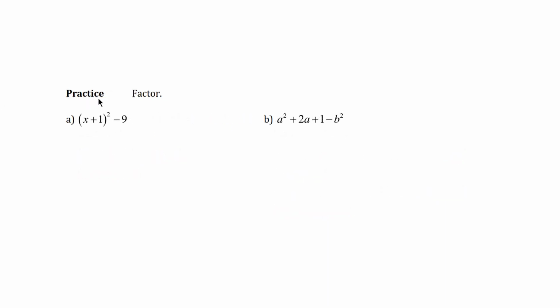Next, we have a practice problem, factor. For part A, we have (x + 1)² − 9. For part B, we have a² + 2a + 1 − b². Okay, so go ahead and pause the video, try out this problem, and then check back with the video to see the solutions.